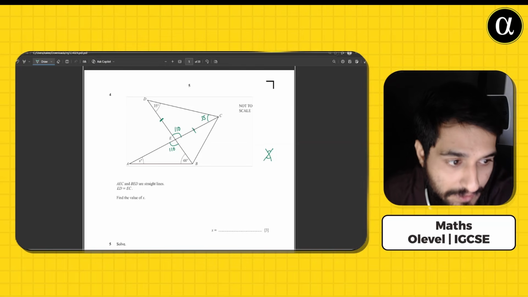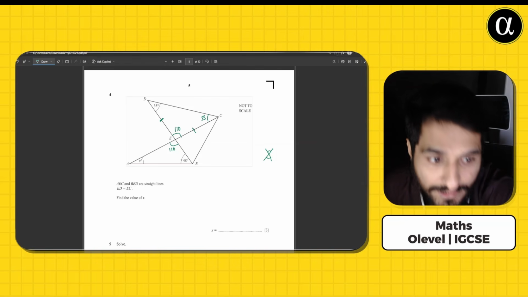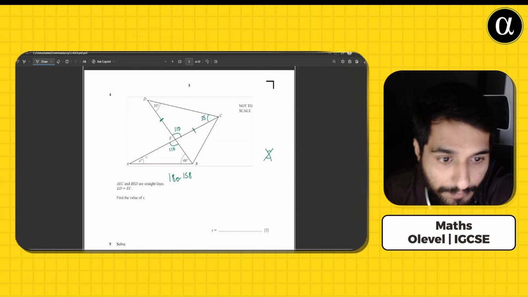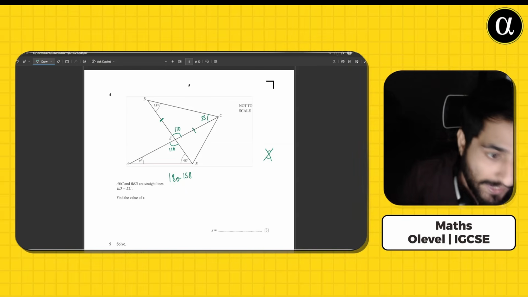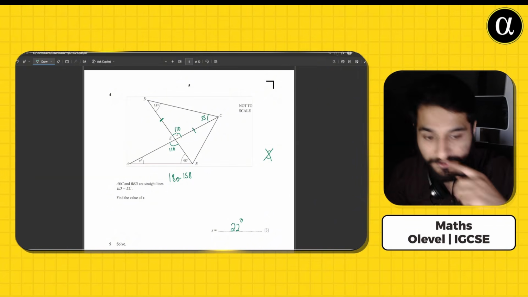Now this property is known as vertically opposite angles. Now we know if this is 110, this is 48, so this sums up to 158, and the remaining angle from 180 is going to represent x, because this is a triangle as well. So this angle is supposed to be 22 degrees. I hope this makes sense.